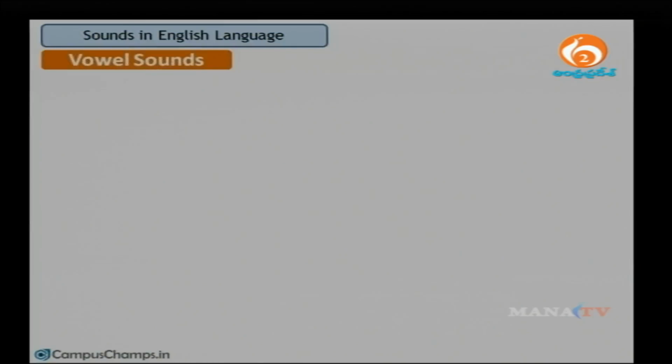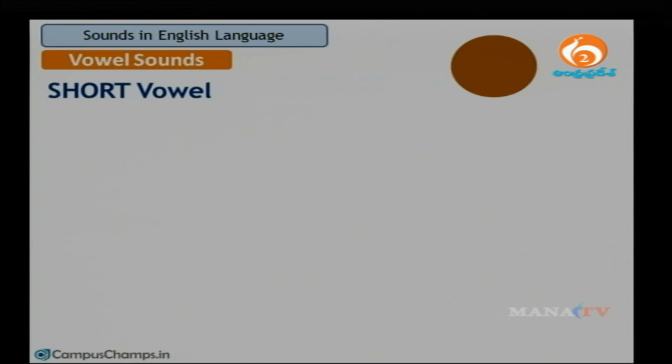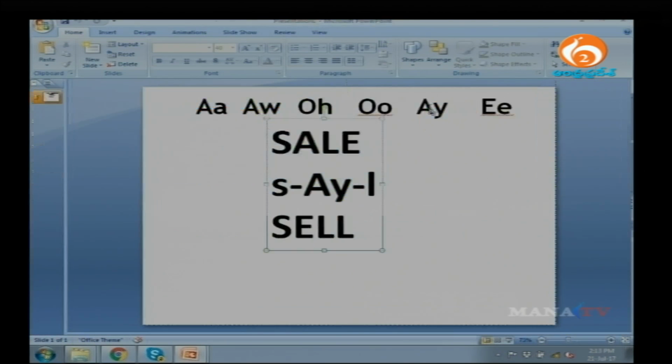Let's take a look at certain examples of short vowel sounds. For example, the first one, in long vowel we had A, now we have short A. Examples: dusk, convert, impulse. This is a slightly difficult sound. For example, aspect, advertisement, embarrass, bat, cat, mat. Let me show you a quick example here.